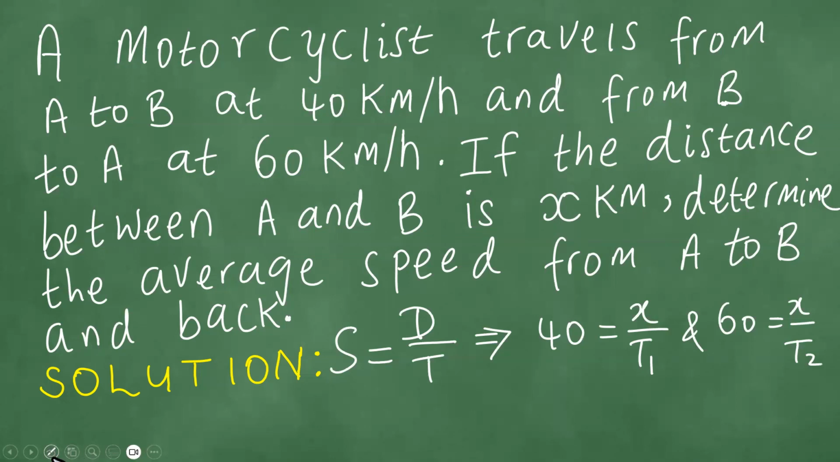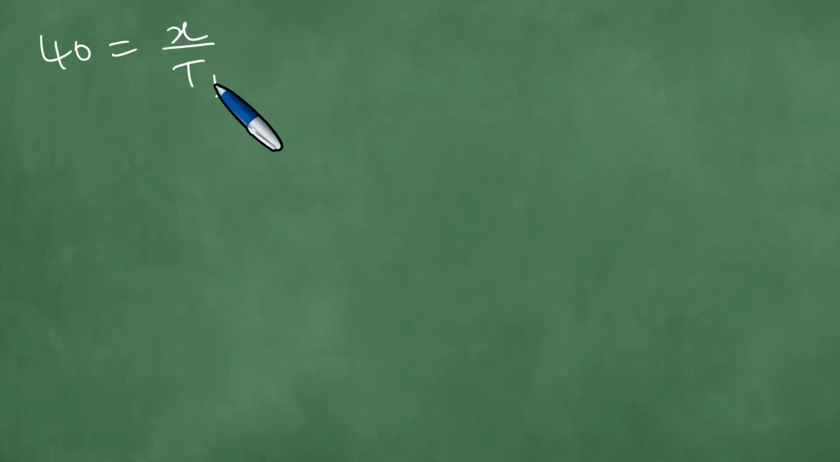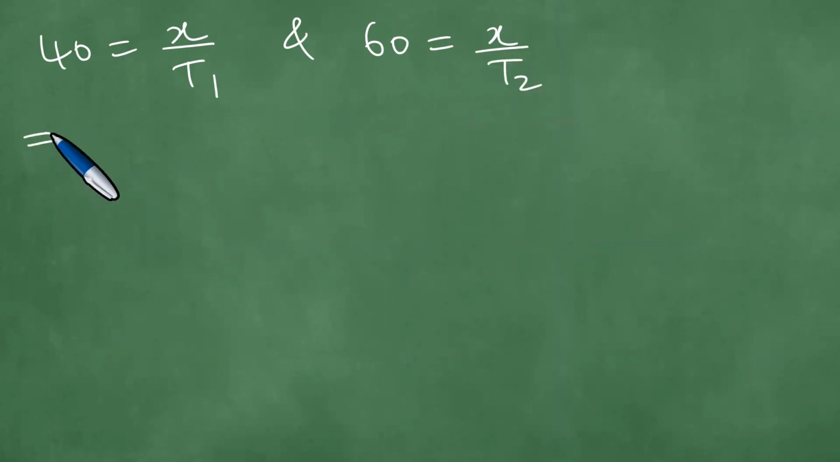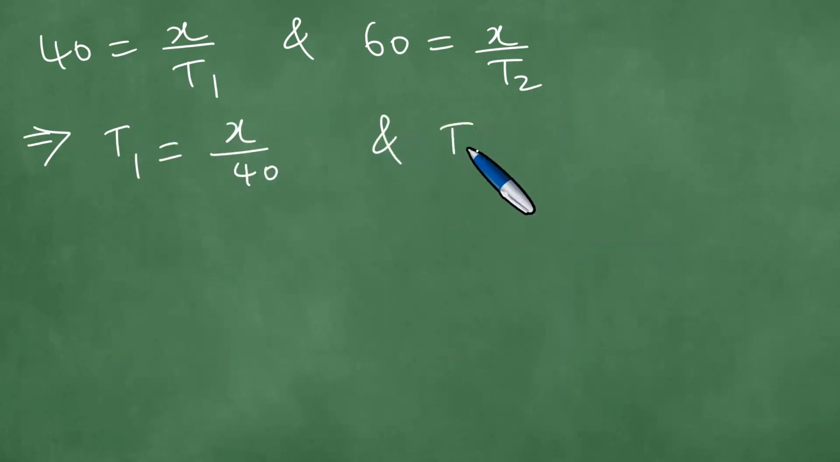Right, with that said, we proceed as follows. 40 equals X over time 1. And 60 is X over time 2. This implies that time 1 is X over 40. And time 2 is X over 60. And that means that we have exactly the 2 times.